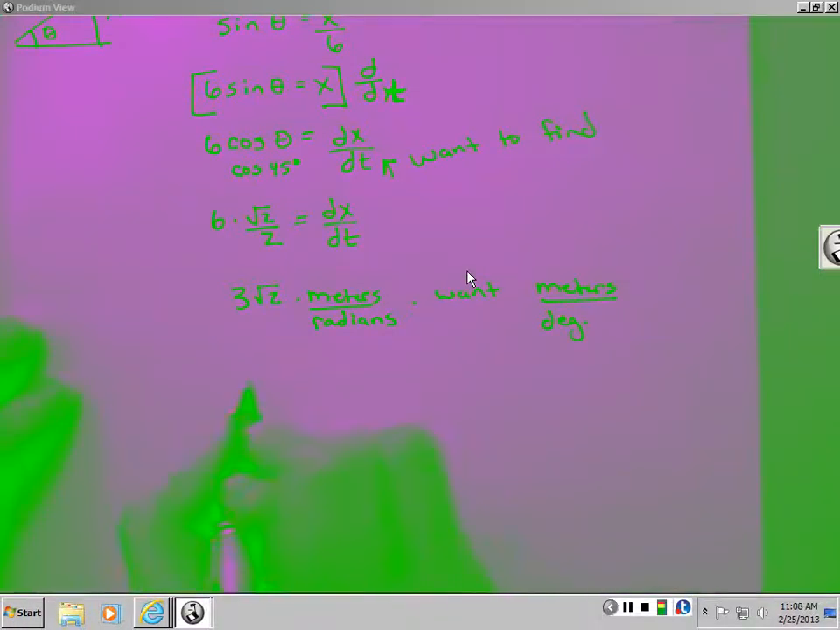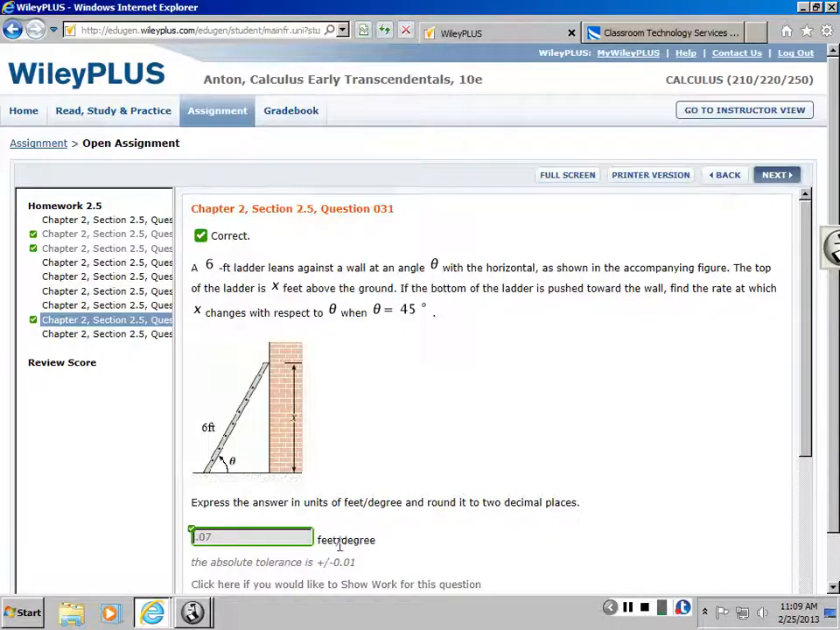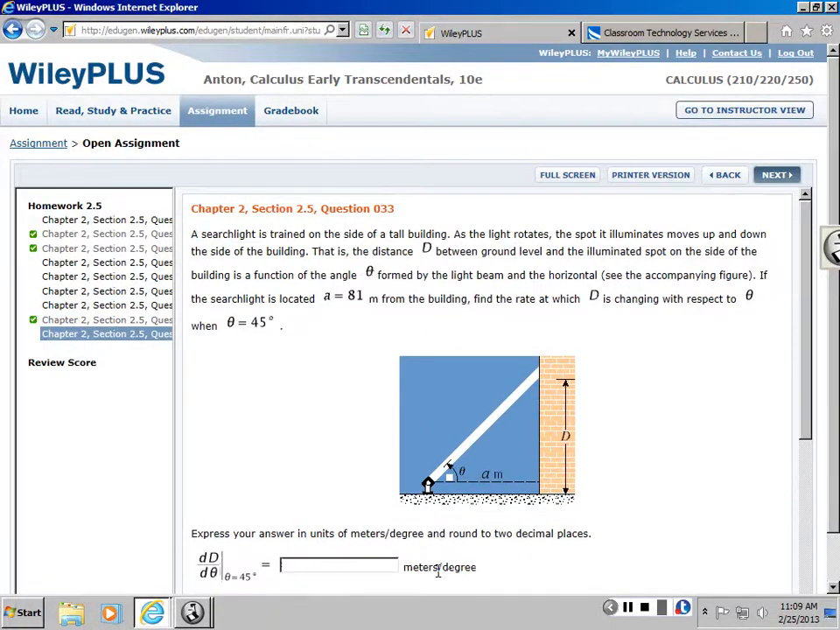Okay, so now if I take 3 square root of 2 times pi over 180, what does that give me? We did this in the last class. It was 0.07 meters per degree. Would you have to convert it to feet? Was it in feet or was it in meters? One of the examples was in feet and one was in meters. So I think I might have remembered them incorrectly. So this example was in feet. This example is in meters.